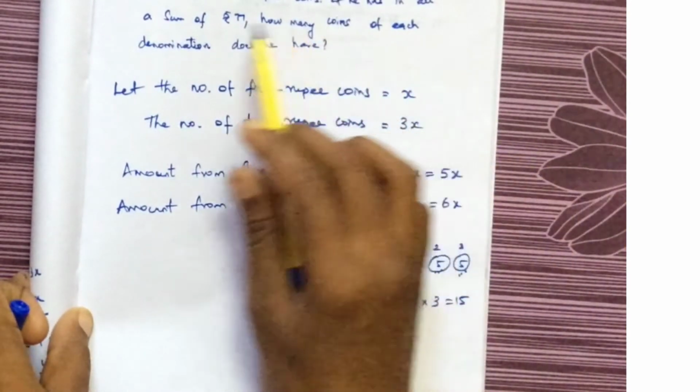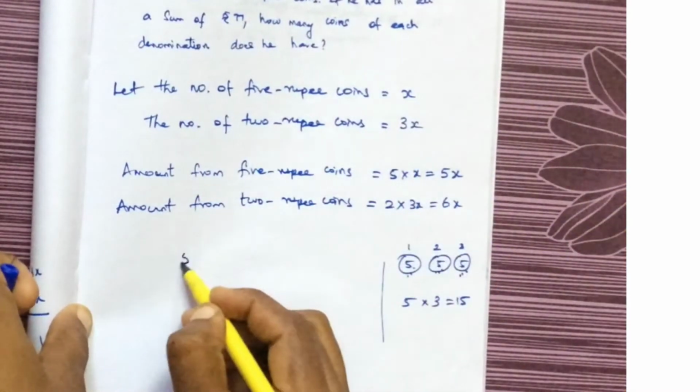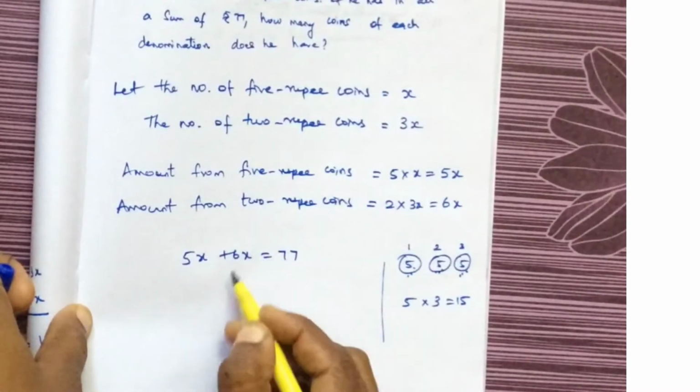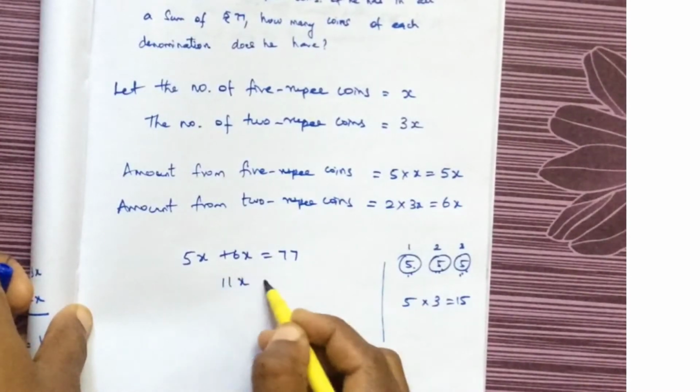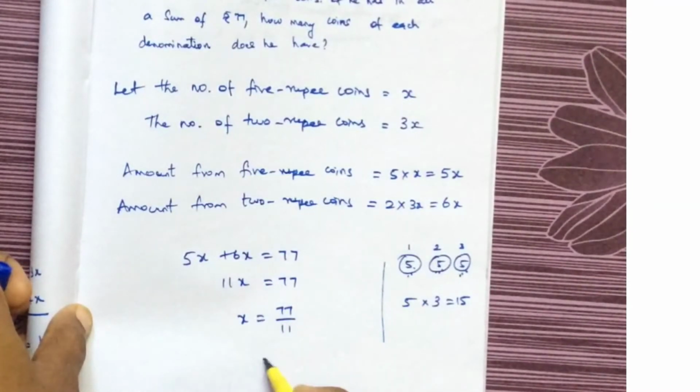Now the total amount is 77. If you add 5x plus 6x, that is 77. 5 plus 6 is 11x, that is equal to 77. x equals 77 divided by 11, that is equal to 7.